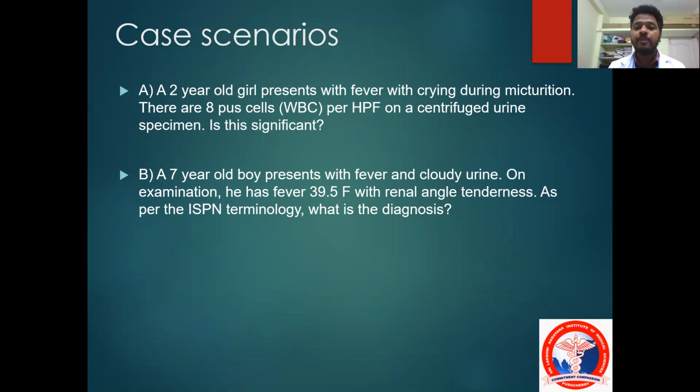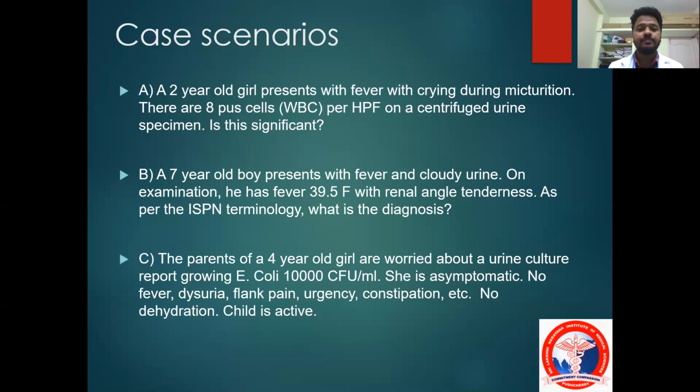Complications of UTI we will be discussing in the further slides. So the parents of a 4-year-old girl are worried about a urine culture report growing E. coli 10⁴ colony forming units per ml. She is asymptomatic, no fever, dysuria, flank pain, urgency, constipation, etc. No dehydration also, the child is very active.